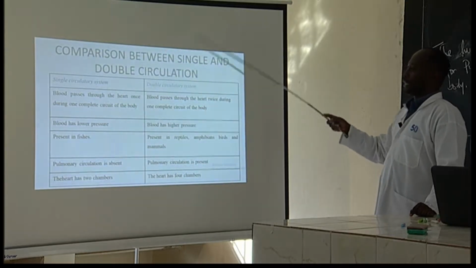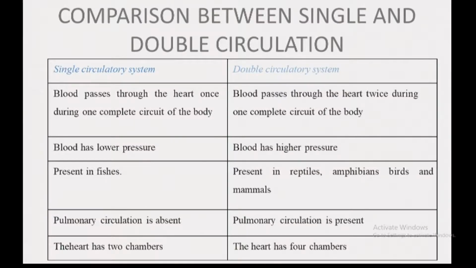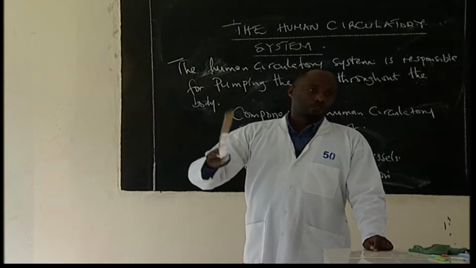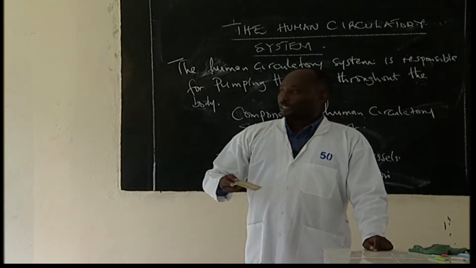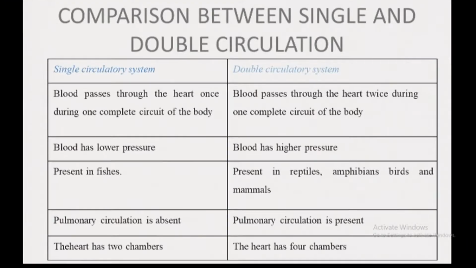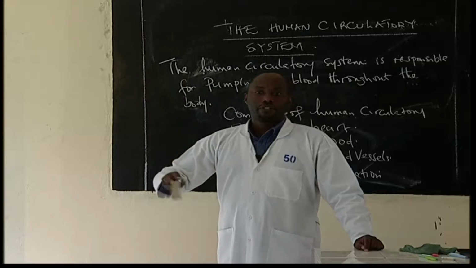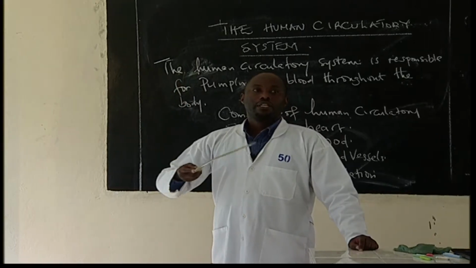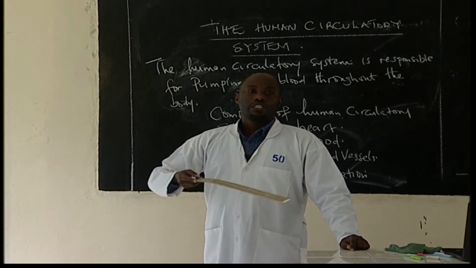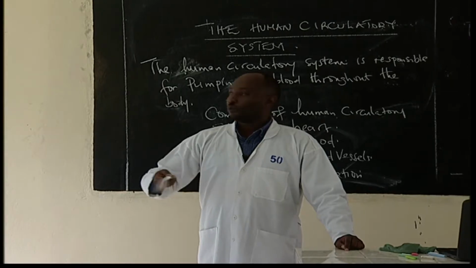The blood comes from the heart, goes to the lungs, comes back to the heart, and is then pumped to different parts of the body through the aortic artery. Blood has a low pressure in a single circulation. But in a double circulation, the blood moves with high pressure. So the delivery of nutrients and oxygen to the muscles and tissues is relatively very high compared to a single circulation.